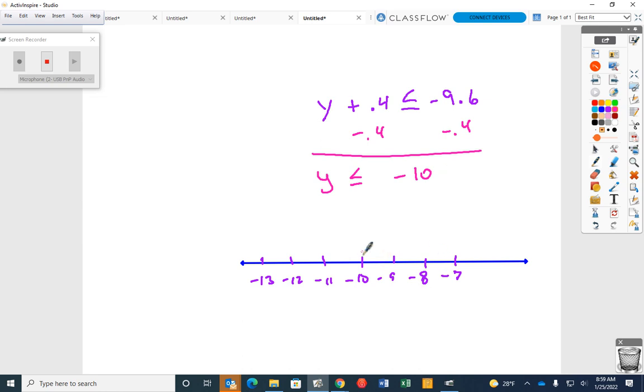So what do I do on negative 10? Closed circle. Fill it in. Okay, which direction would be less than negative 10? This way. Good. I have a cheat way to do it: the arrow on the top is the way that it points. Not always. Okay. All right, do we understand how this works now? Okay.